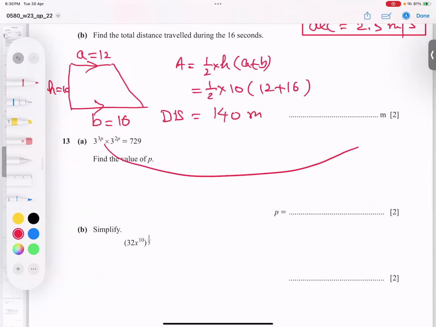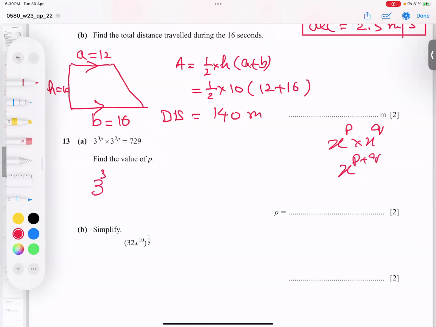Now this is an indices property. I recall the indices property: if the same base has power P in one term and power Q in the other and they are multiplying, the powers always add up. Same story here, so I can write 3 to the power (3P plus 2P) because powers add, equals 729. Here we have a hint available, which is common sense. What is the base here?